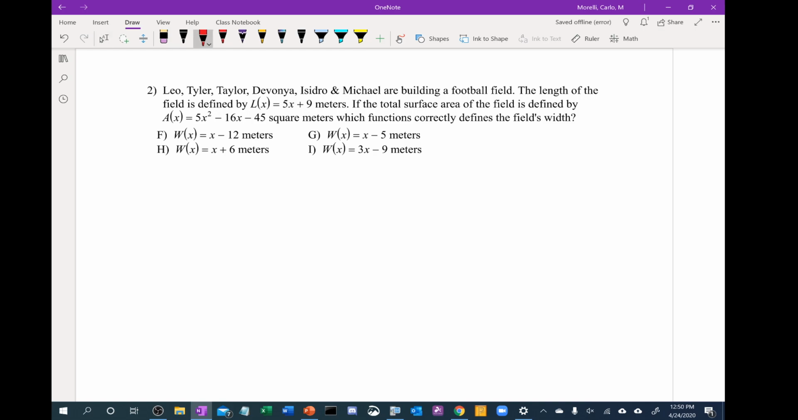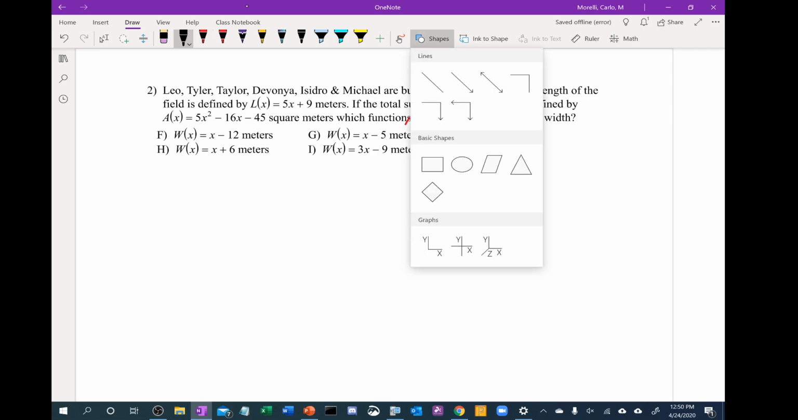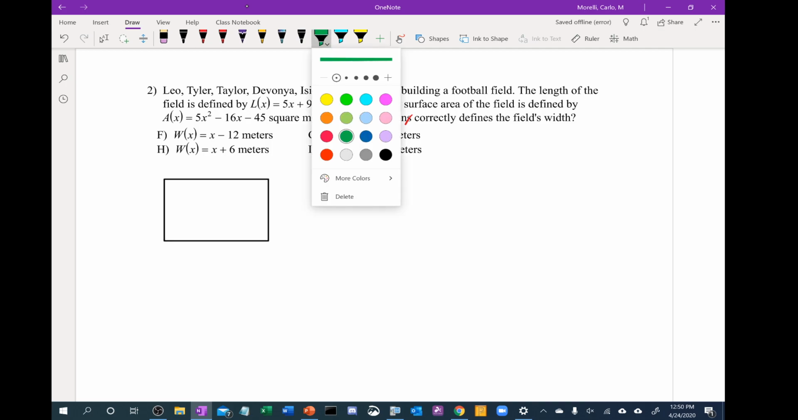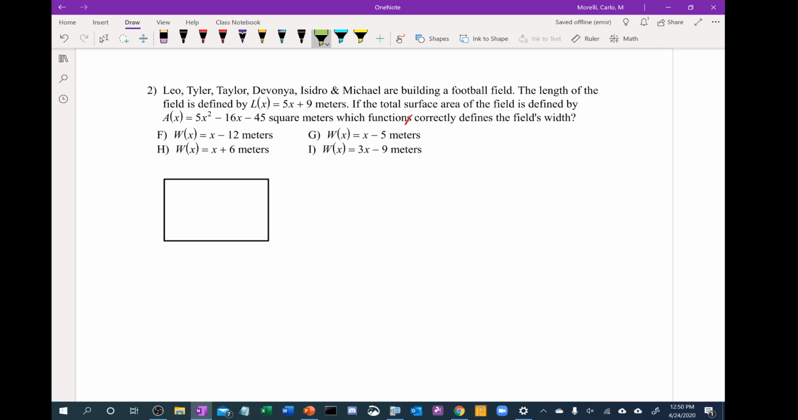So a little bit of grammar errors here. That should say, which function correctly defines the field's width. All right, so first let's draw the picture and label what we're given. In all these problems, we're going to be given the area. So we'll go with a green here for turf. So this is the football field, and we're given the area of this field.